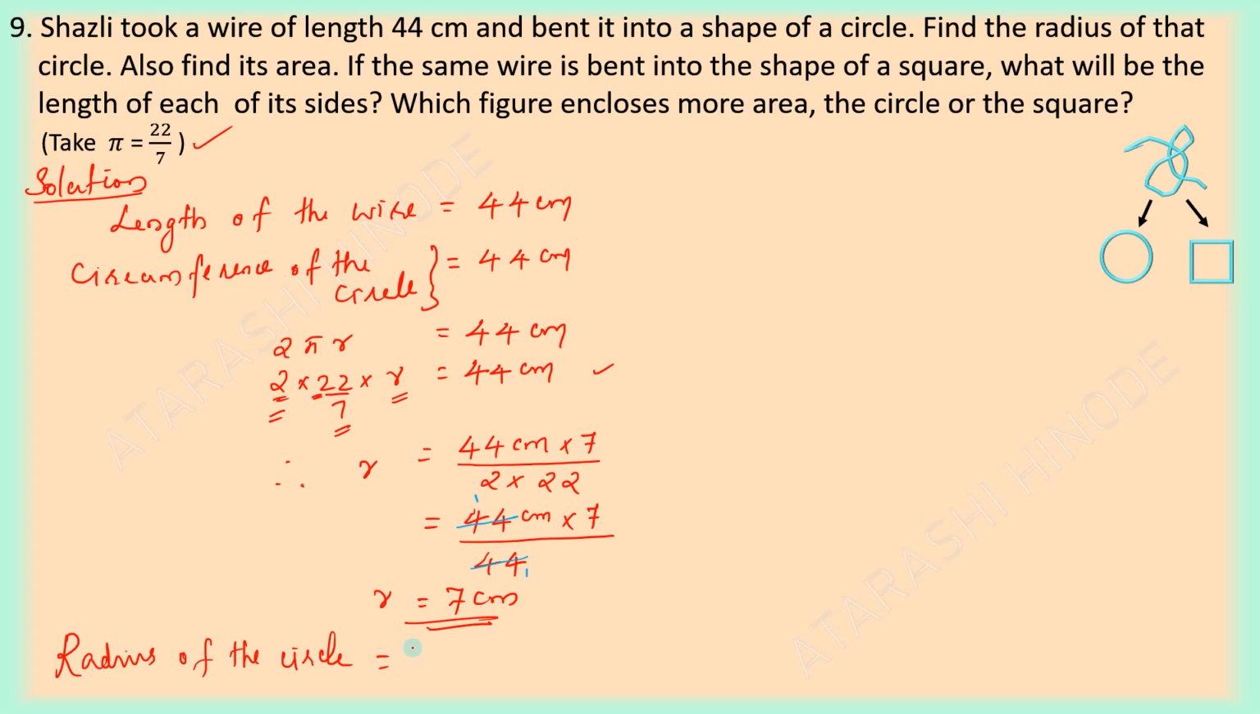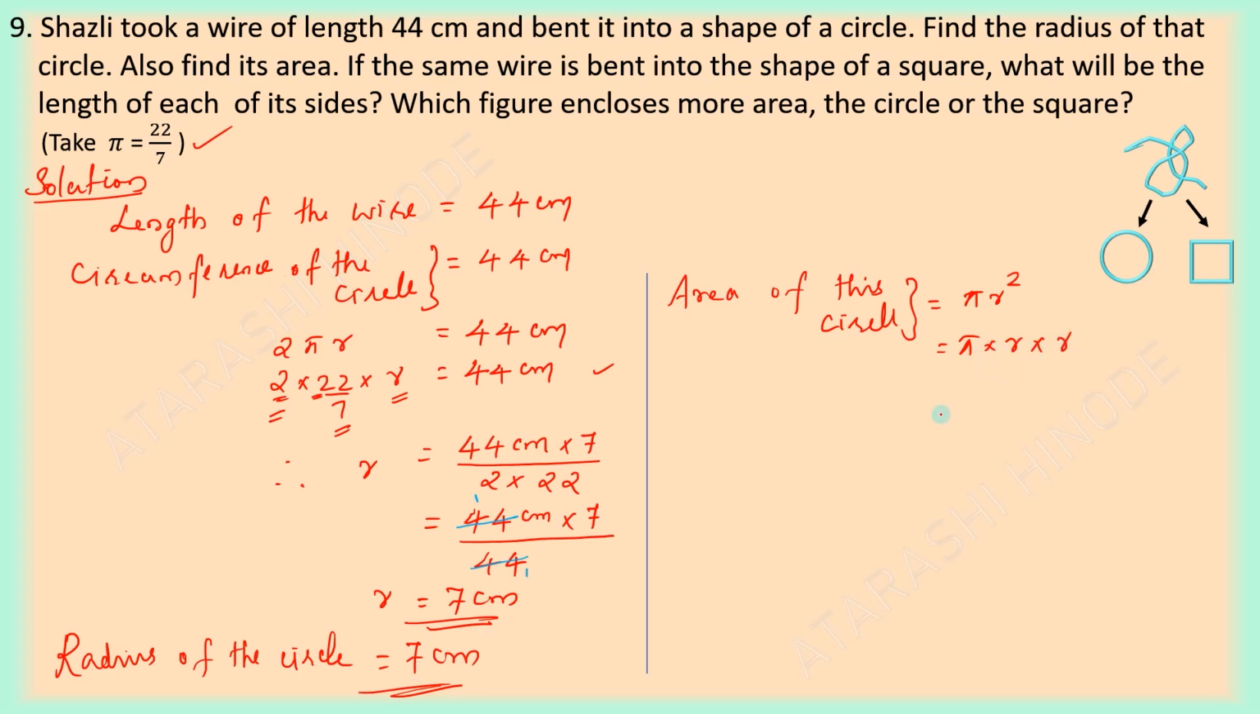That is equal to 7 centimeter. Next we have to find the area of the circle. Area of this circle is equal to, we know the formula, it is pi r square, that is equal to pi into r into r, that is equal to, pi is here 22 by 7 into r.